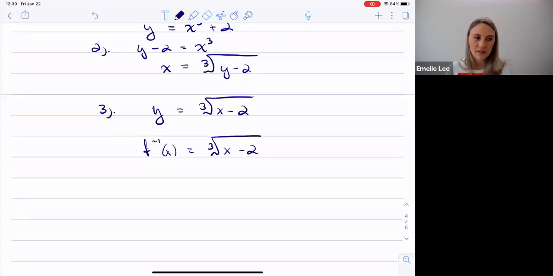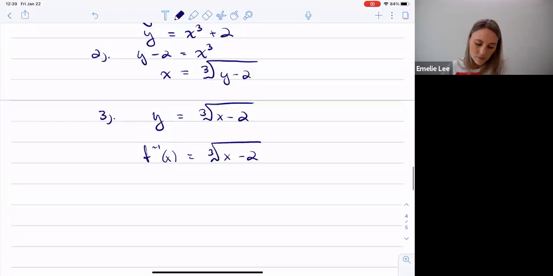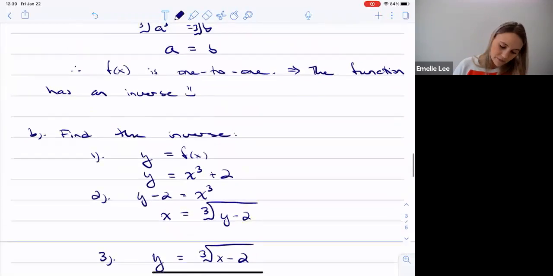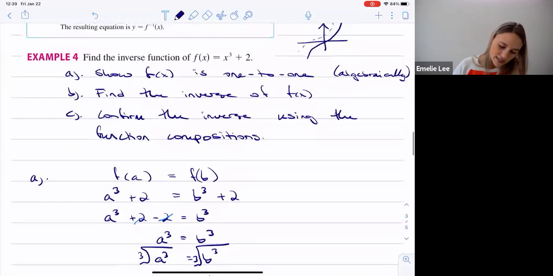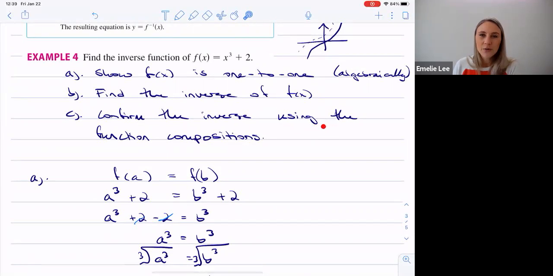So that's how you find the inverse. The last thing I want you to do is confirm that this is the inverse using those function compositions. To do that, I need to show that the inverse composed with the original function simplifies to x, and that the original function composed with the inverse also simplifies to x. Right?